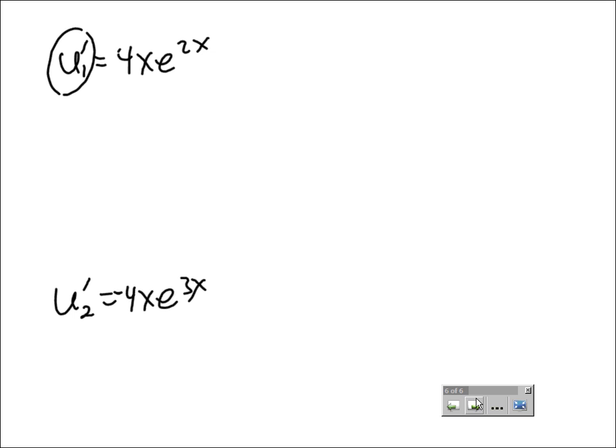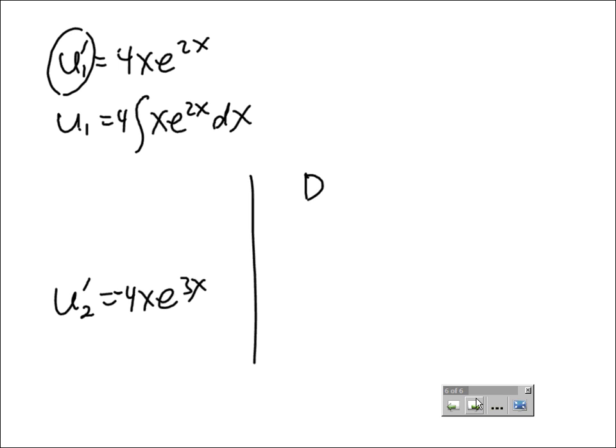So, to integrate this, you get u1. To integrate the right side, I can pull the 4 out, and you get this. But this is a classic case for tic-tac-toe. You don't want to do integration by parts. I can take the derivative of x and eventually get to 0. X, derivative is 1, derivative is 0. And the integral of e to the 2x, that's also easily calculable.